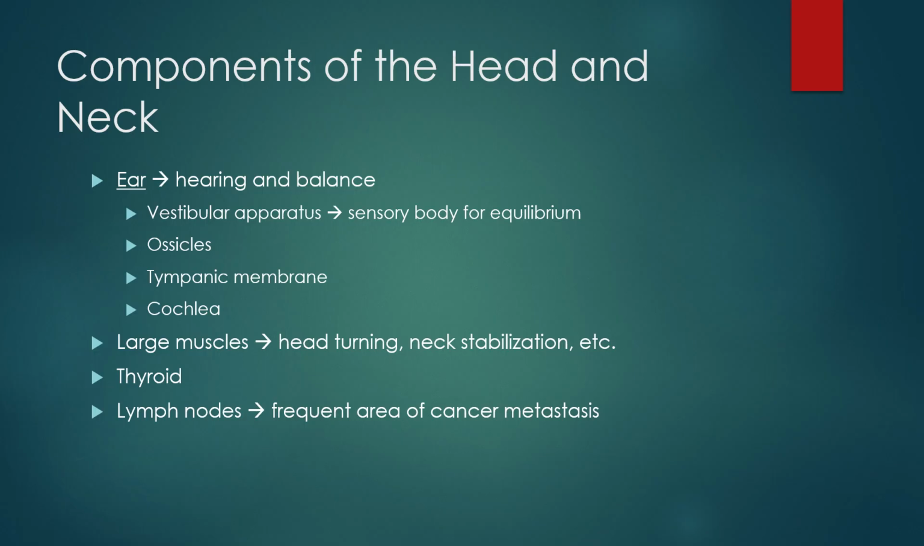We also see important supportive structures here. So large skeletal muscles controlling head and neck movement, the thyroid gland, which we've talked about already, and then lymph nodes, which are extremely important clinically because head and neck cancers often metastasize early via lymphatic drainage. This is why pathologists pay very close attention to cervical lymph nodes in biopsies and dissections.